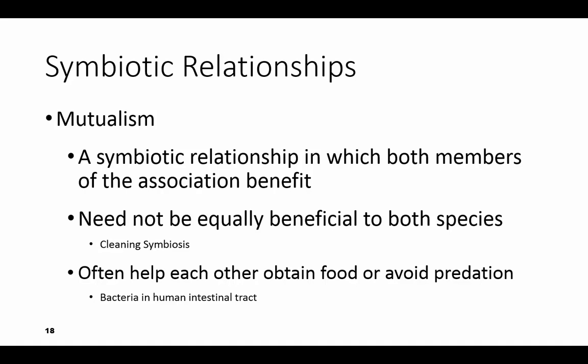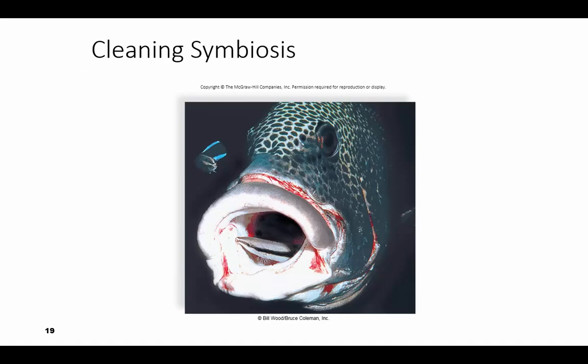With mutualism, again, both species benefit. It doesn't have to be equally beneficial to both of them, like look here at this fish. It's got that little fish in its mouth and it is cleaning that big fish. They both benefit a little bit, but the big fish doesn't benefit much, okay?